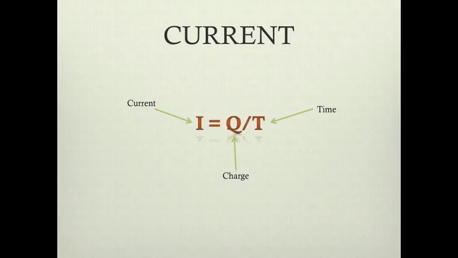Firstly, we need to know what current is. Current is the flow of electrons through a conductor. The electrons have charge, therefore current is measured as the amount of charge through a point per second. 1 coulomb per 1 second is also known as 1 amp.